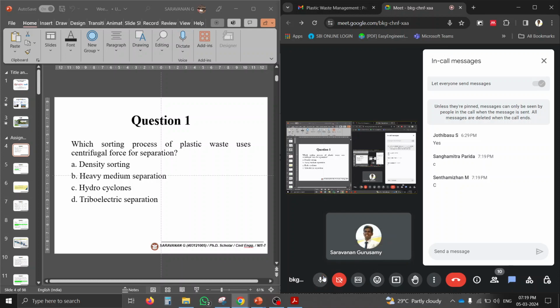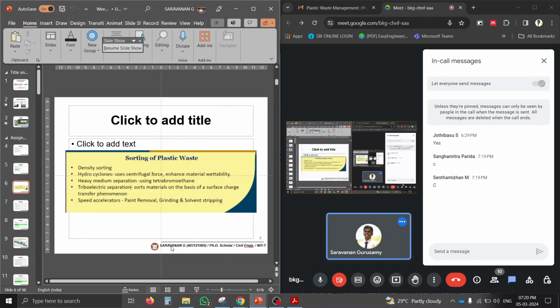Yes, it's hydrocyclones, because density sorting is simply by air blowing; HDPE and LDPE can be separated. Heavy medium is the use of high dense liquid. Hydrocyclone uses water to wash away the triboelectric separation. So this is a hydrocyclone, which uses centrifugal force that enables the recombination.